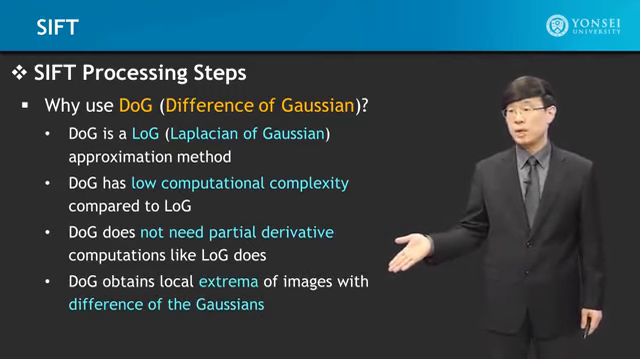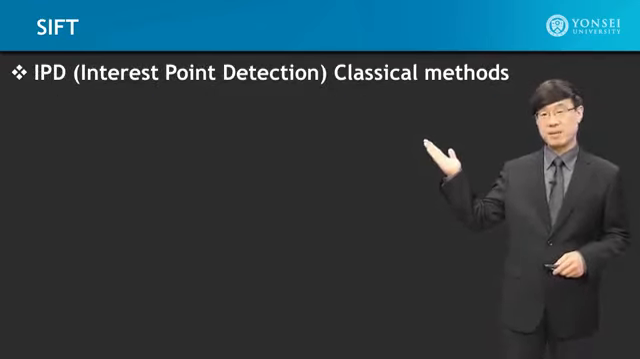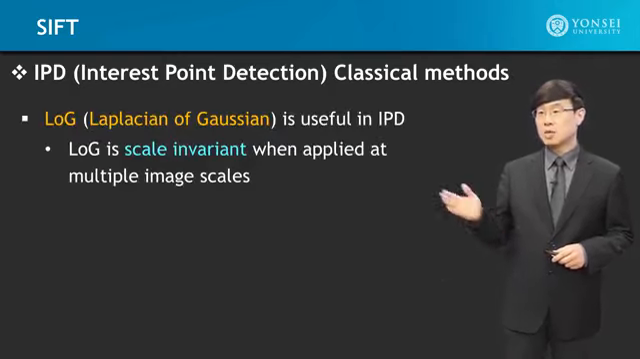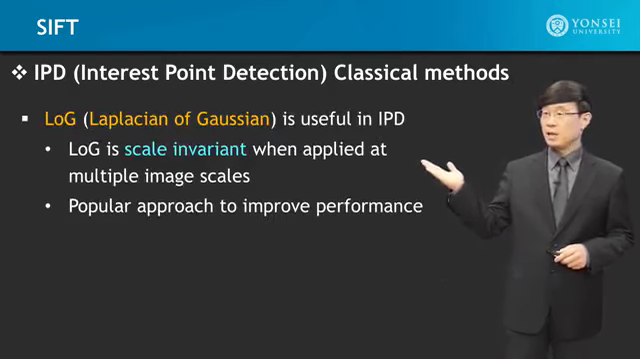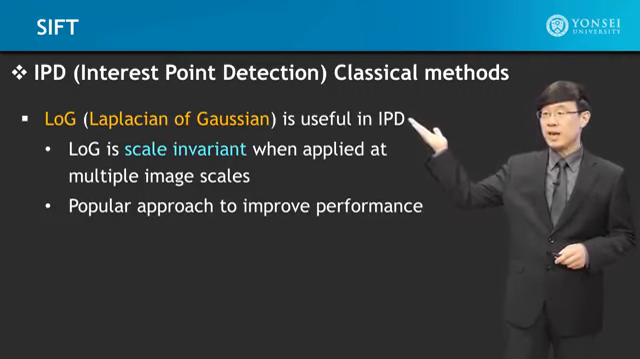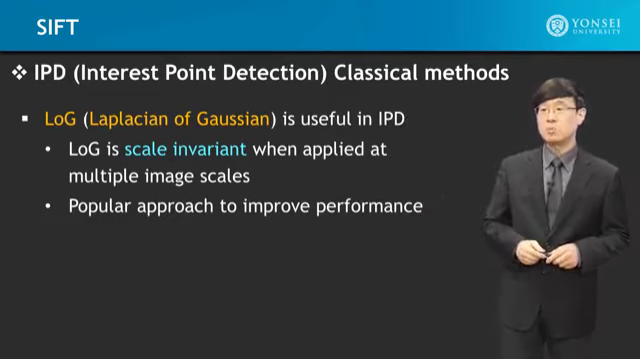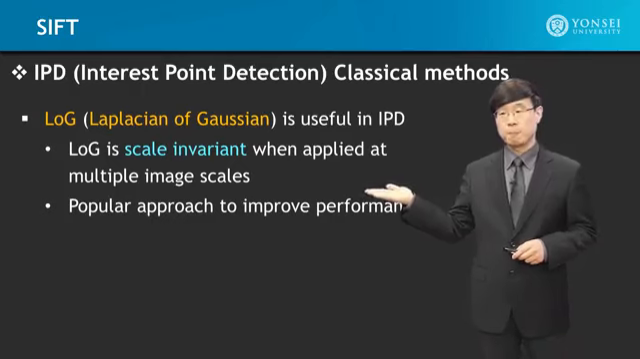DoG obtains local extrema of images with difference of Gaussian techniques. Interest point detection classical methods commonly use LoG technology. LoG is a very popular approach to use because in interest point detection, LoG is scale invariant when it is applied to multiple image scales.